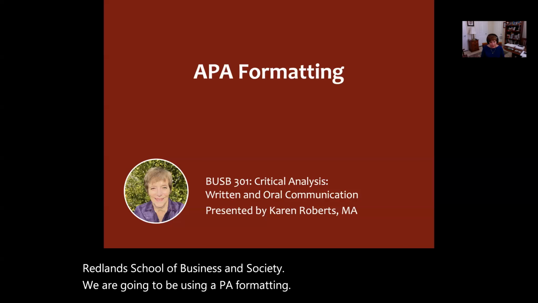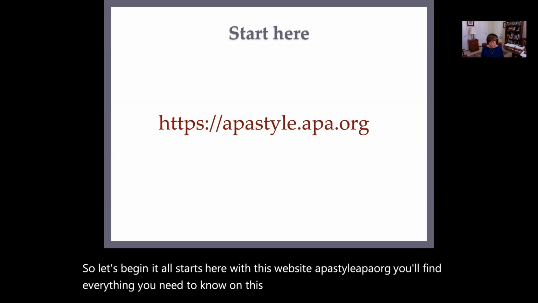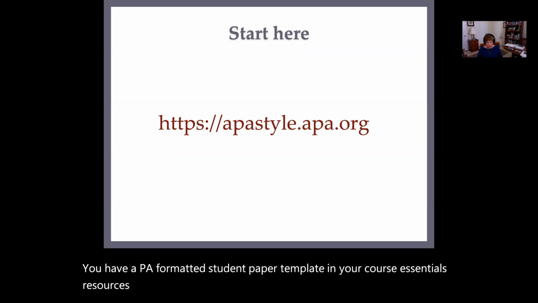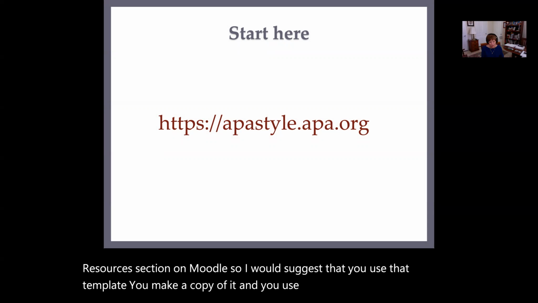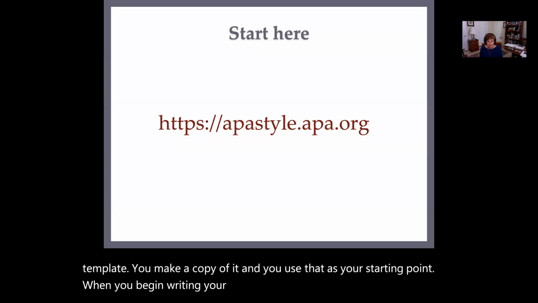So let's begin. It all starts here with this website, apastyle.apa.org. You'll find everything you need to know on this page. So you have an APA formatted student paper template in your course essentials resources section on Moodle. I would suggest that you make a copy of it, and use that as your starting point when you begin writing your paper, and you'll find it very helpful.